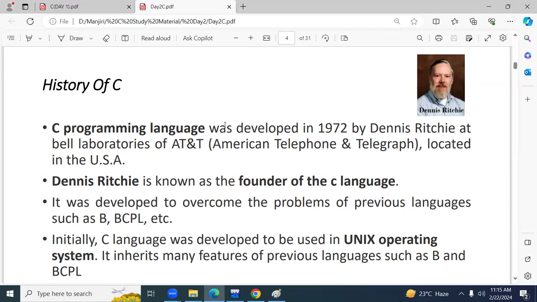So Unix is one of the operating systems where this C language was invented, and it is precisely taking some features of the B and BCPL languages. Okay. So B and BCPL have some features which are inherited inside the C language. You know the word inherit. We can say whatever is present over there, C is taking some properties from B and BCPL inside the C language.